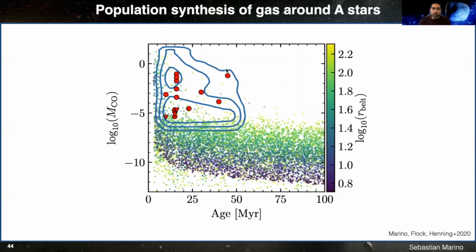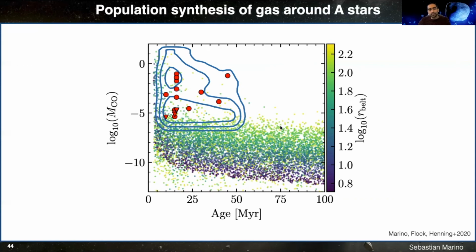They show the model distribution, and in red, you see the observations. So each point here is a different system for which we have measured the CO gas mass, and the blue shows the model distribution. And there is a very good match actually between the two, given all the simplifications in the model.